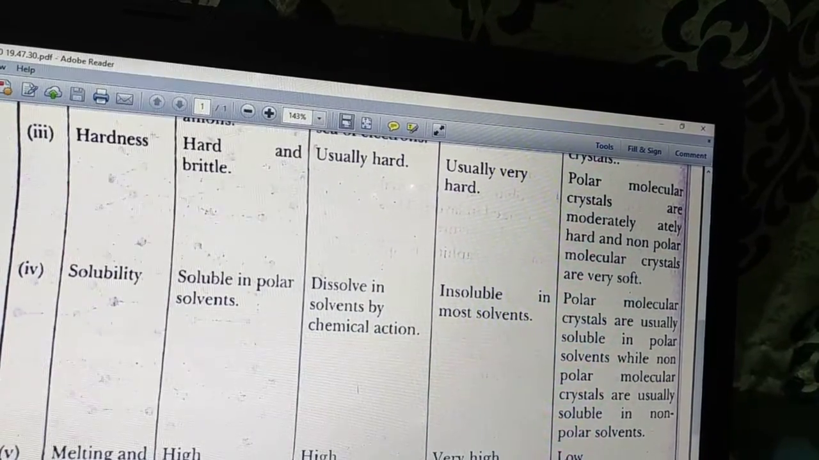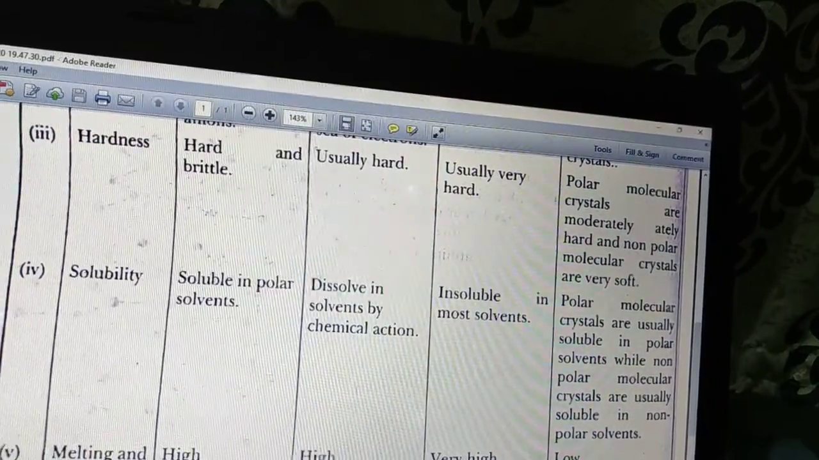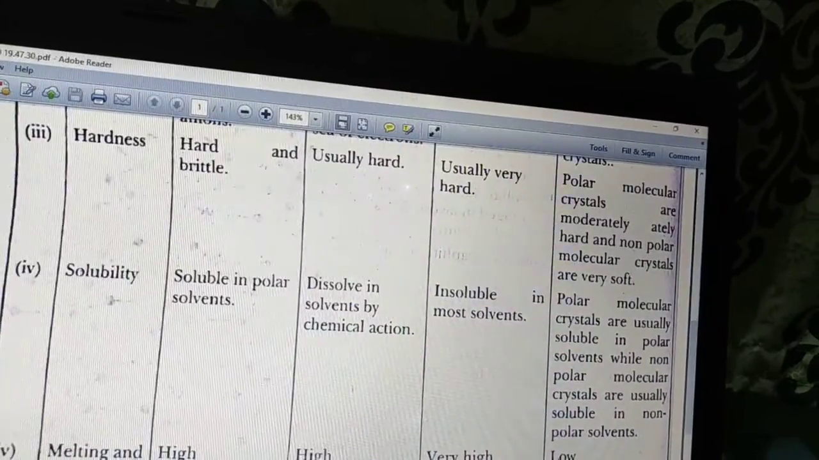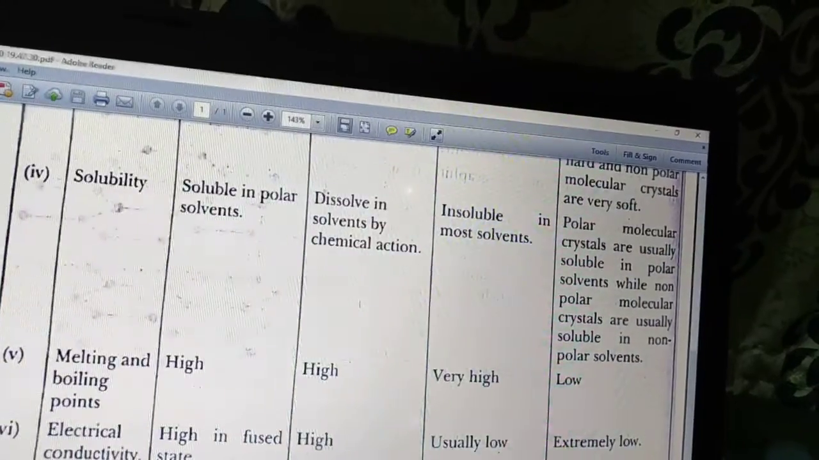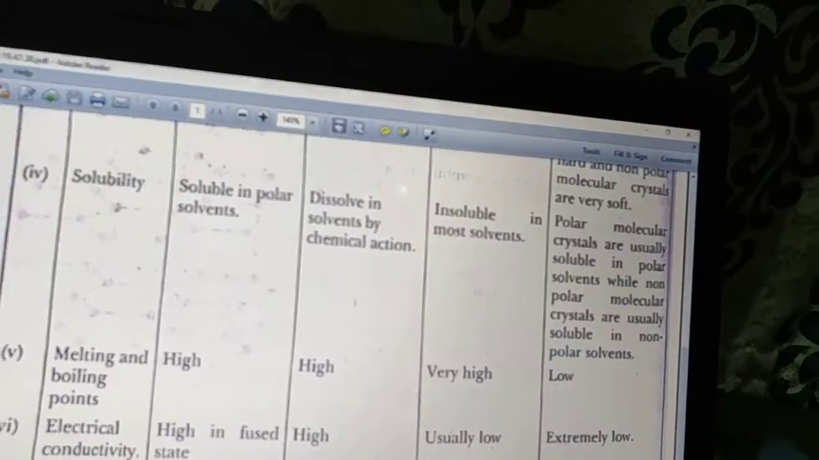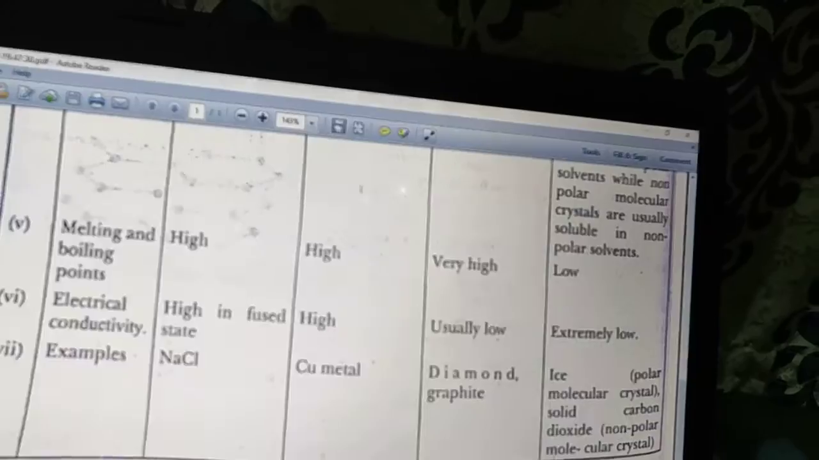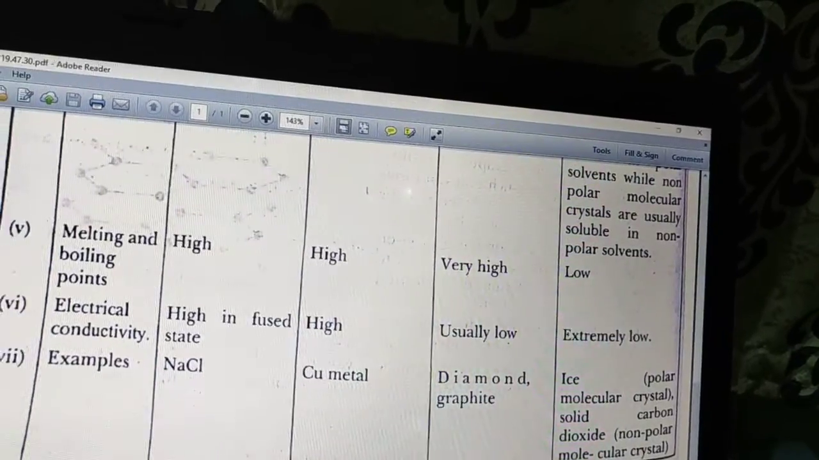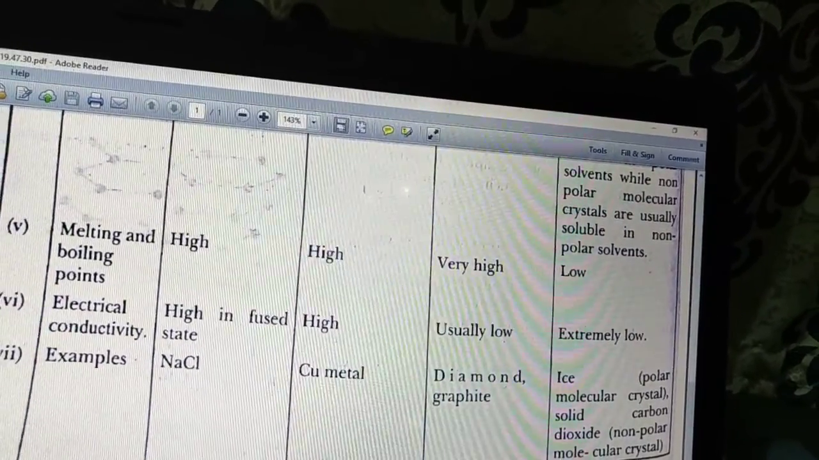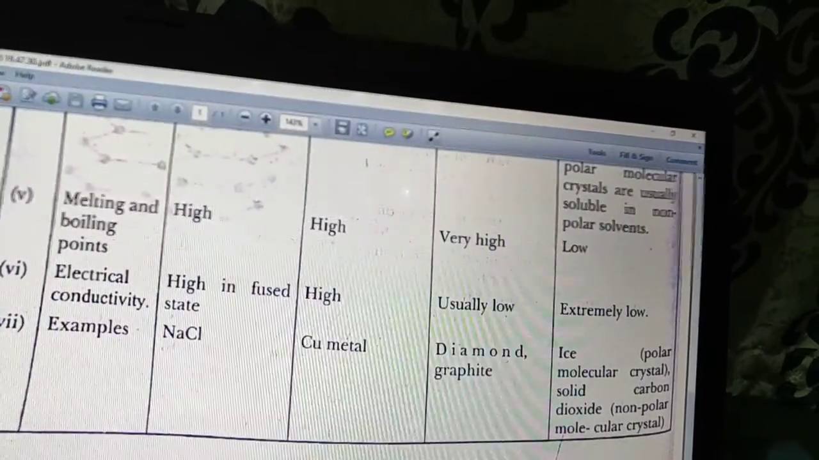Solubility: soluble in polar solvents in the case of ionic, and in the case of metallic, dissolved in solvent by chemical reaction. In the case of atomic, insoluble in most solvents. And polar molecular crystals are usually soluble in polar solvents, while non-polar ones in non-polar solvents. Melting point: high in the case of ionic, also high in the case of metallic, very high in the case of atomic, and low in the case of molecular. Electrical conductivity: high in fused state, high, usually low, extremely low.